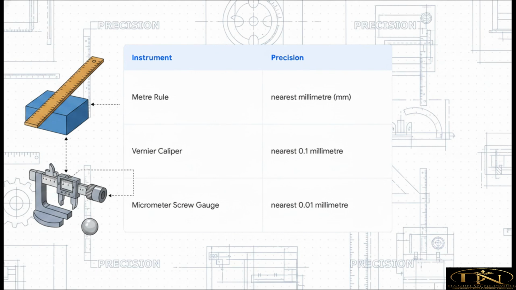Well, you've got a few options on the table. You could grab a regular meter rule, right? That'll get you to the nearest millimeter, which is okay. Or you could step up your game with a vernier caliper, that's way better, getting you to 1/10 of a millimeter. But for a tiny little sphere like ours, there's a clear champion here, the micrometer screw gauge. This thing gets us down to 1/100th of a millimeter. It's a whole different level of precision.